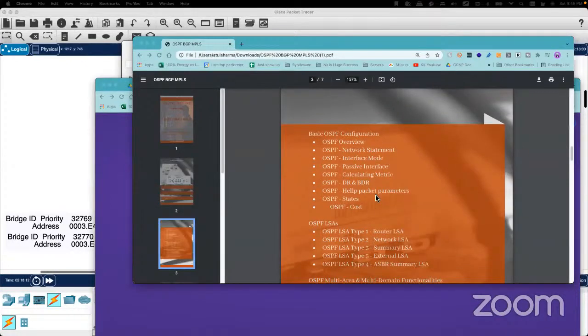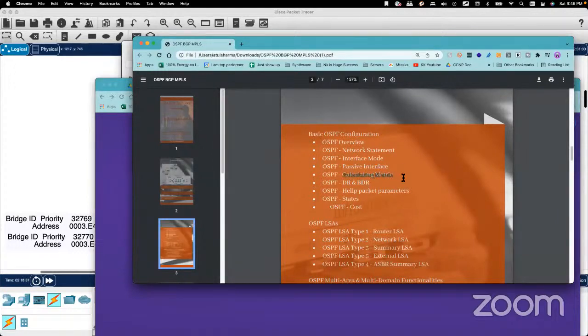So what are we going to learn in OSPF? We will start with the very basics. Today we are going to start the first class of OSPF: OSPF overview. We will understand the network statement and interface mode, because we can configure OSPF with multiple methods: one is network mode, one is interface mode. And we will also understand the use of passive interface.